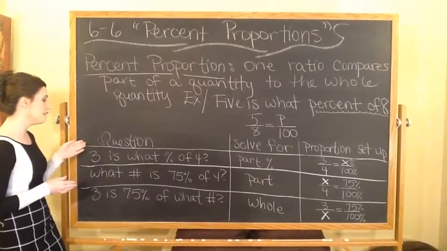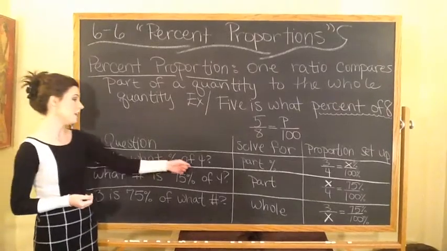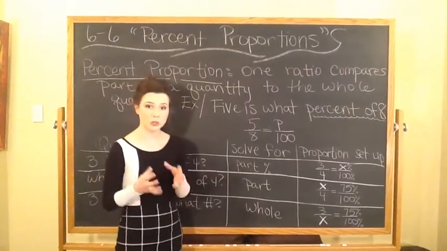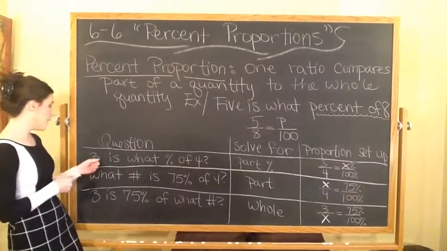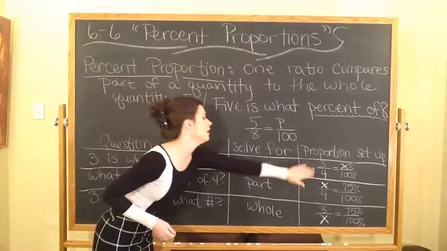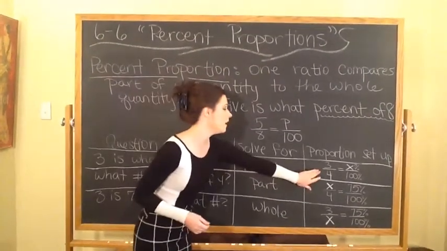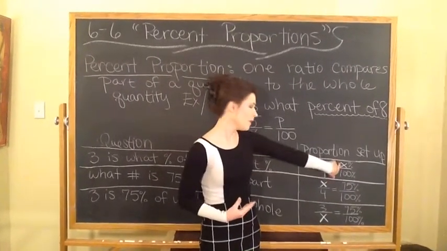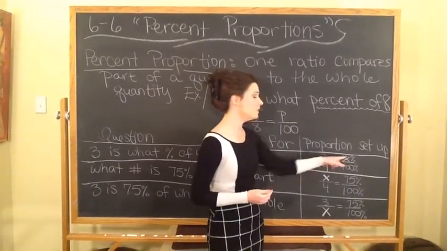If you have a question that sounds like 3 is what percent of 4, you're going to be searching for the partial percent. You know that 3 is going to be in the numerator, and when it says of 4, that's the number in the denominator. Then we're solving for this partial percent, the other number will be 100, and we'll do cross multiplication to solve for that variable.